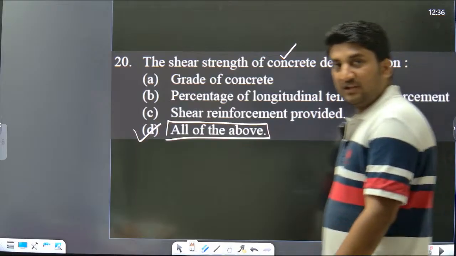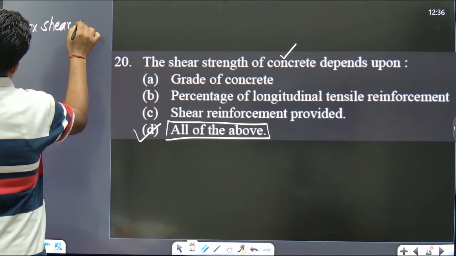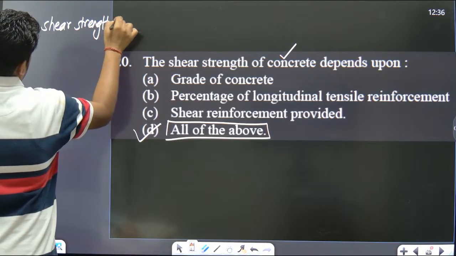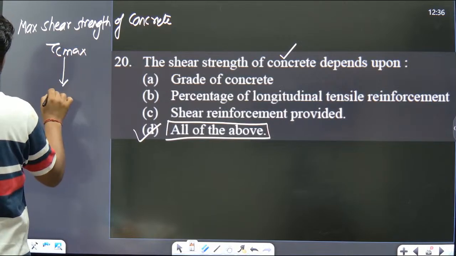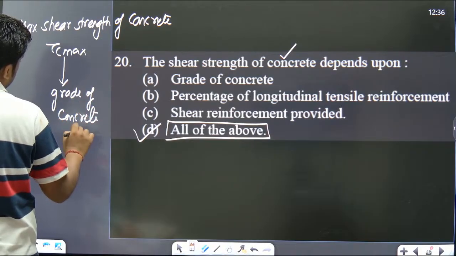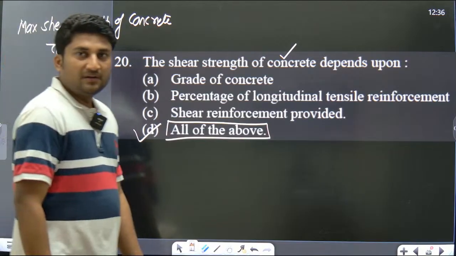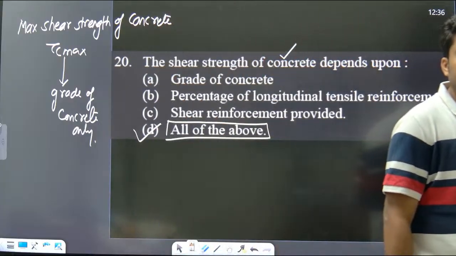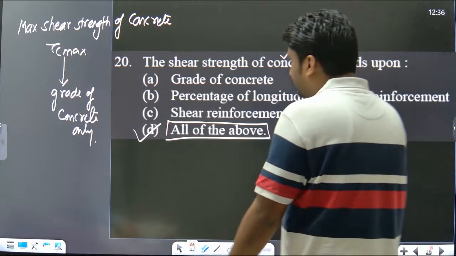Now if the question had asked about the maximum shear strength of concrete, that is tau c maximum, it depends upon the grade of concrete only. Here the term maximum is not there. That is why option D is the correct answer. Understood everyone? Vaisak, understood? Yes or no? Option D is the correct answer.